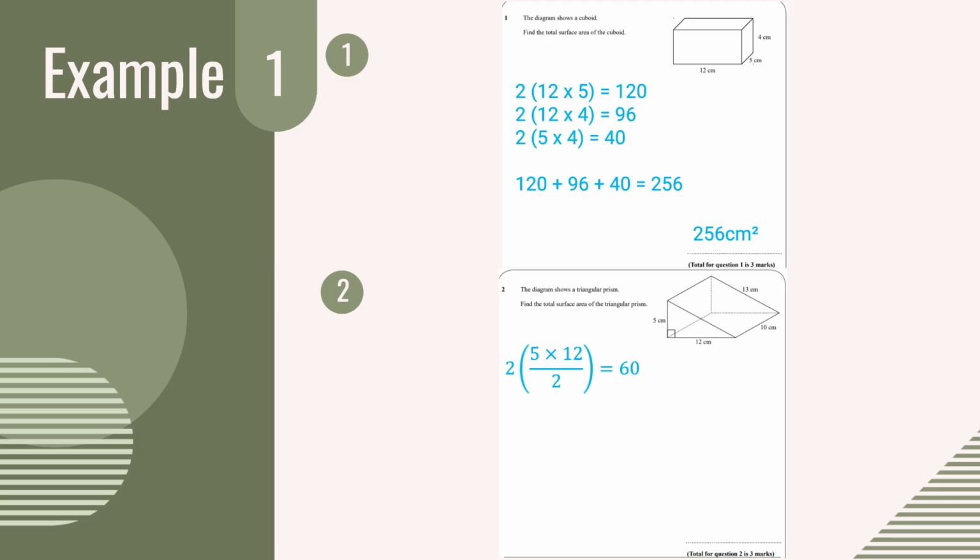Now, let's work out the area of all our other rectangles. So, for the rectangle on top, we do 13 times 10, which equals 130. For the one underneath, we do 12 times 10 to get 120. And for the rectangle at the back, we do 5 times 10, which equals 50. We then add them all up. 60 plus 130 plus 120 plus 50 equals 360. So our final answer would be 360 centimeters squared.